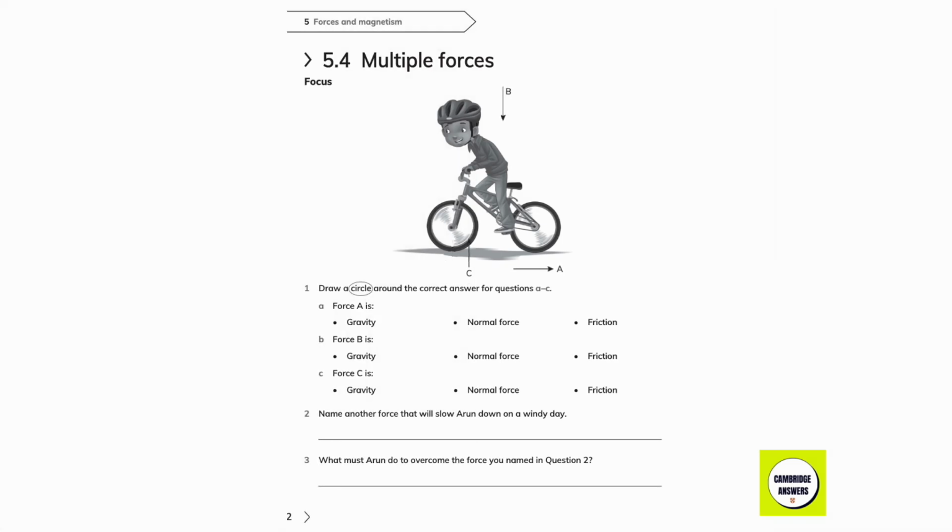Exercise 5.4 Multiple Forces. Draw a circle around the correct answer for A to C. Force A is friction. Force B is gravity. Force C is normal force. Name another force that will slow Arun down on a windy day. Air resistance. What must Arun do to overcome the force you named in question 2? Pedal faster.